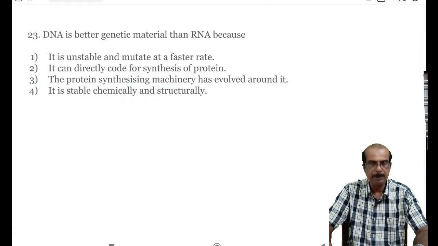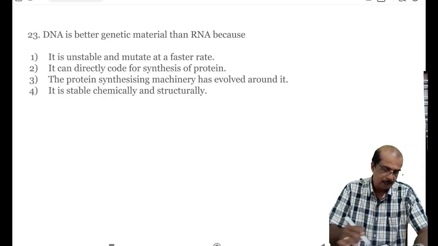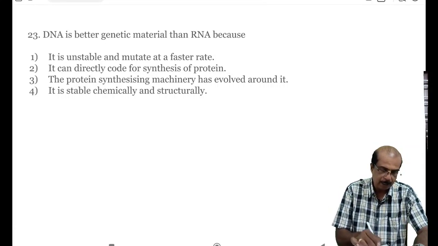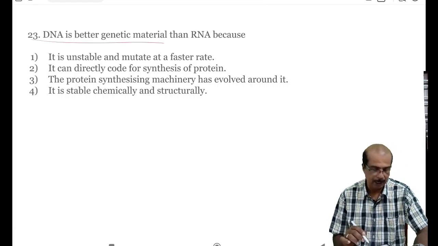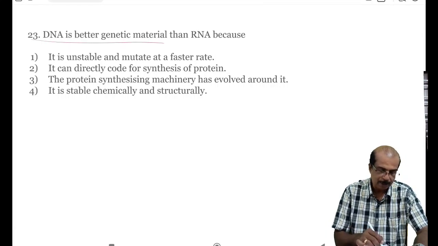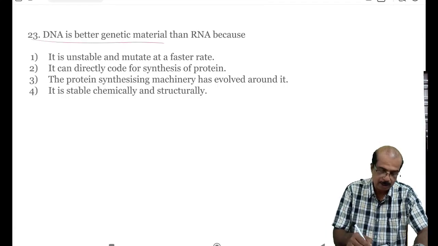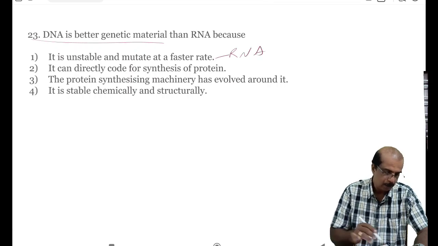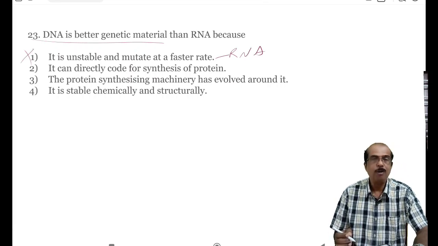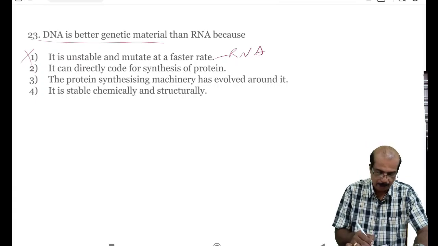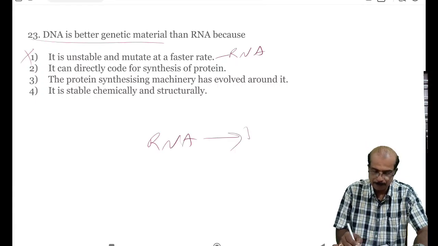DNA is better genetic material than RNA because, here, DNA versus RNA. What is the better quality of DNA as genetic material? It is unstable and mutated at faster rate. This is the quality of RNA, not DNA. So it is wrong. It can directly code for synthesis of protein. RNA directly codes for synthesis of protein.